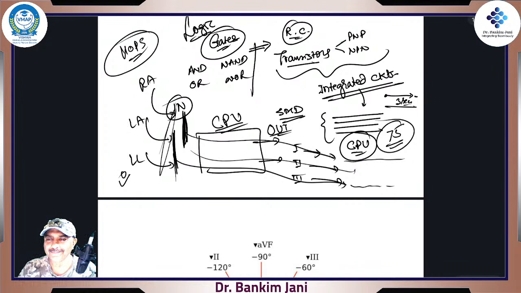So the information which is inputted through RA, LA and LL is clubbed and telecasted as 1, 2, 3. It is not clubbed, right? It is switched. So when you are displaying 1, that means you are talking about RA, LA only, right? And then when you want to display 2, then it would be between RA and LL.